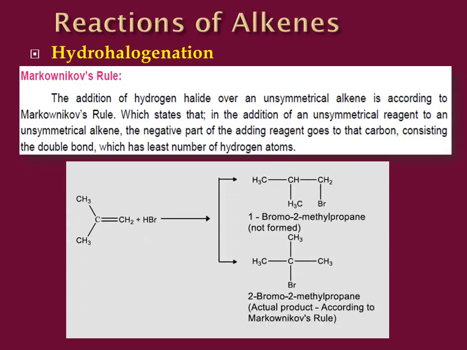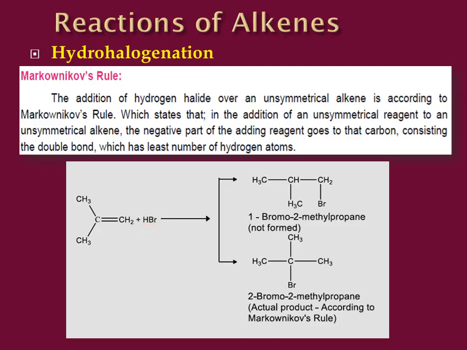Now students, this is an unsymmetrical alkene. You can see this carbon is attached to 2 hydrogens, whereas this carbon of the double bond is attached with 2 methyl groups. So if you divide it from here into 2 equal halves, you will not obtain the mirror images. This is an example of an unsymmetrical alkene. The reagent that we are using is also unsymmetrical, that is HBr.